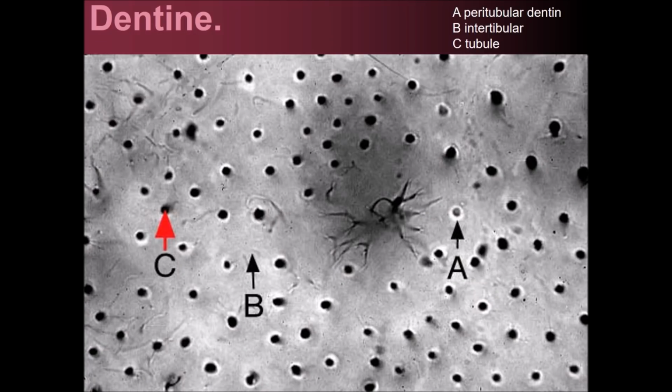In this view we can see here, C refers to the lumen of the dentinal tubule, B to the intertubular dentin, and A, the whitish area around the lumen, is the peritubular or intratubular dentin.